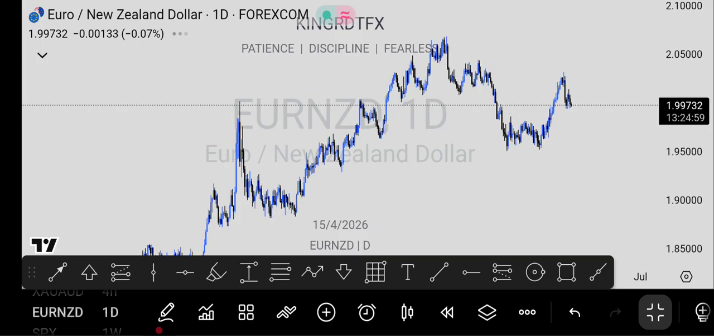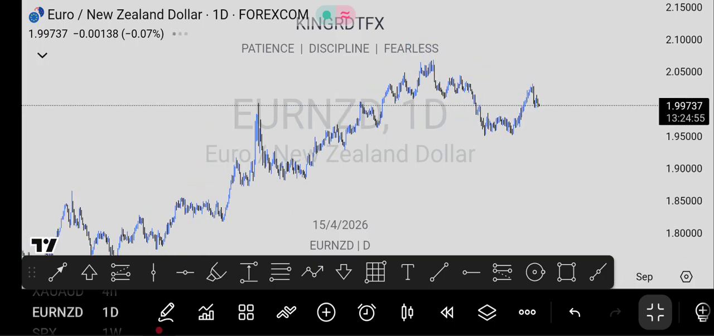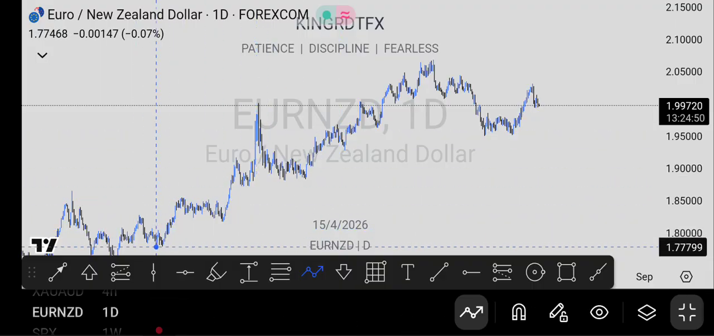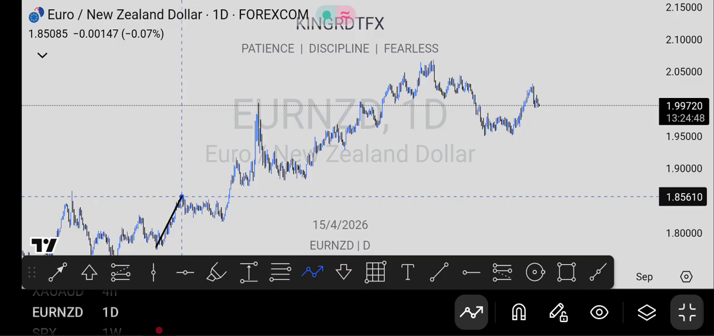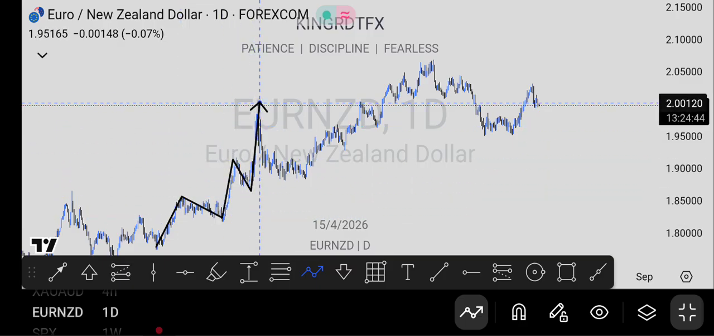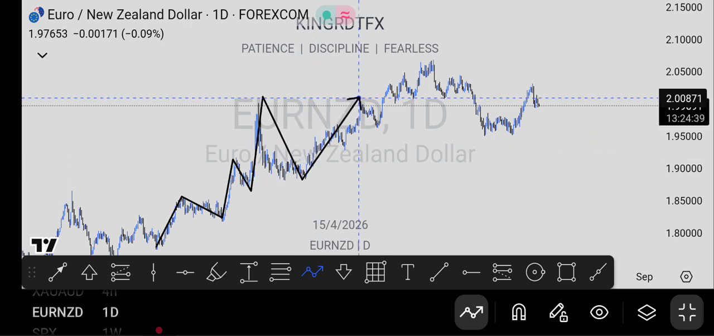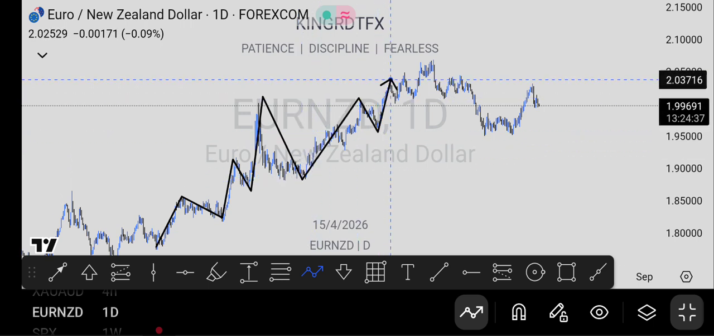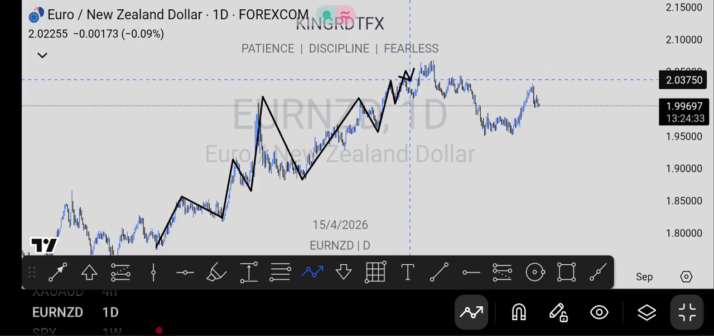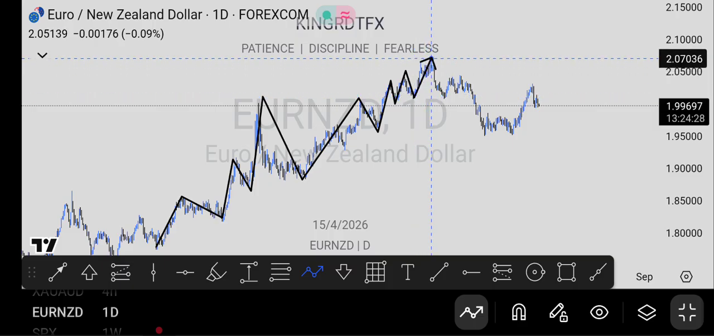Let's see what happened here. Let's look at price, right? Price created a series of higher highs, higher lows, higher highs, higher low. It didn't break, but then it broke here. Higher high, higher low, higher high, higher low, and higher high.